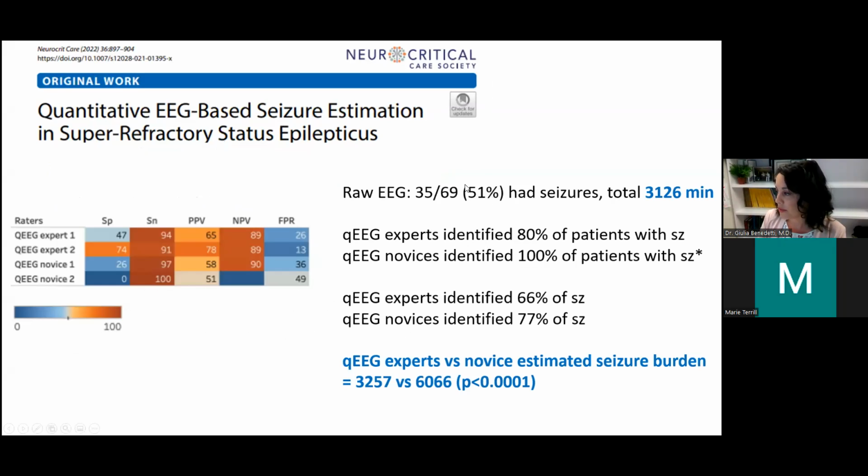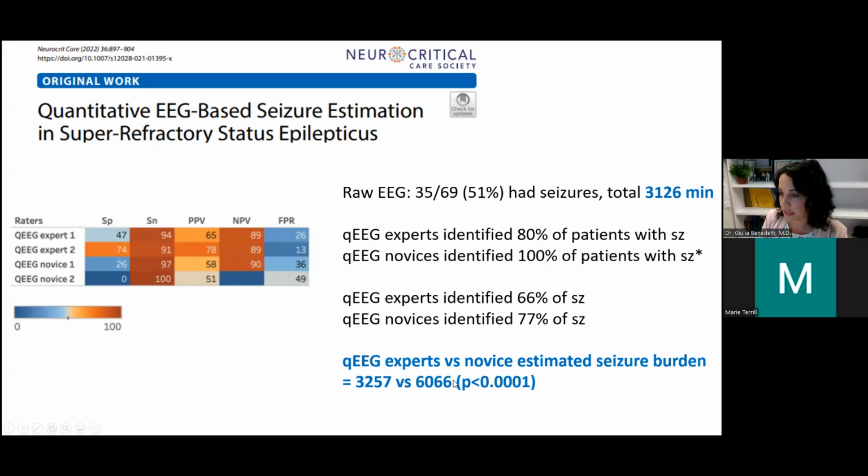And so they found that 35 of the 69 patients had seizures. The qEEG experts identified patients with seizures 80% of the time. Novices identified 100% of them, but that was because they said everyone had seizures in this whole cohort, when it was really only about half. So excellent sensitivity, poor specificity. And this is the part that I think is most important.